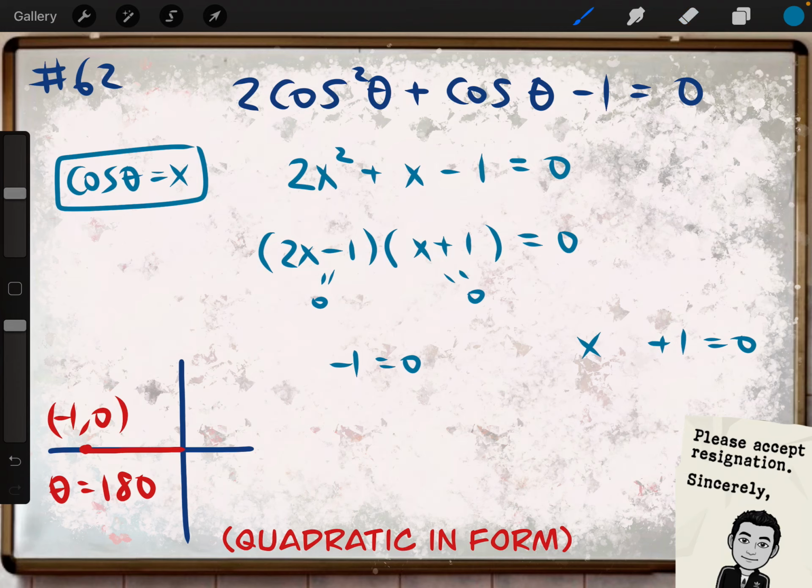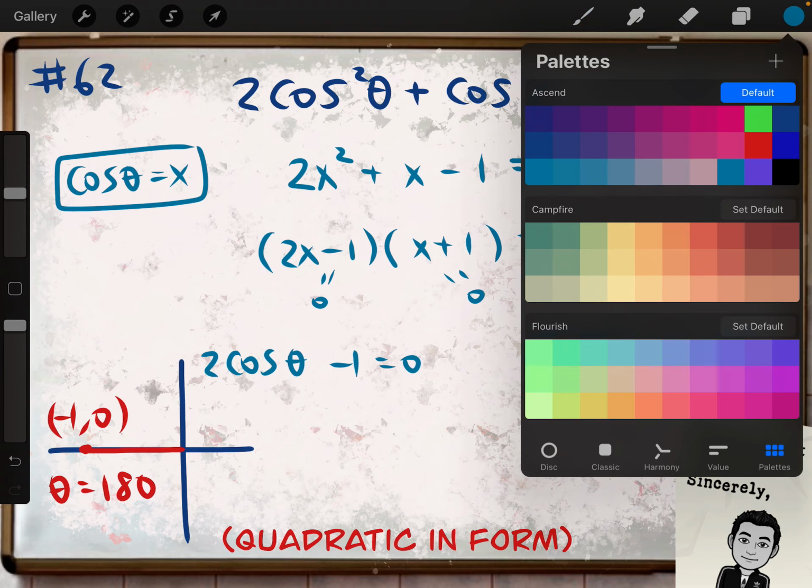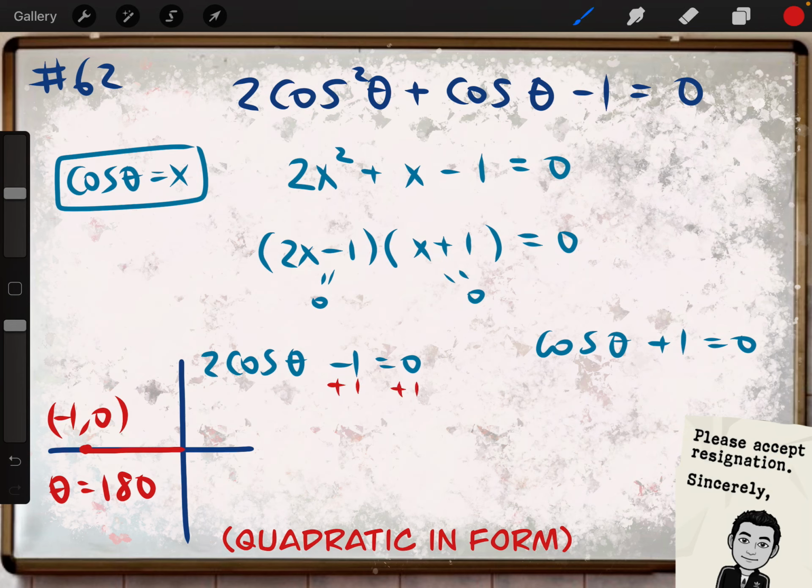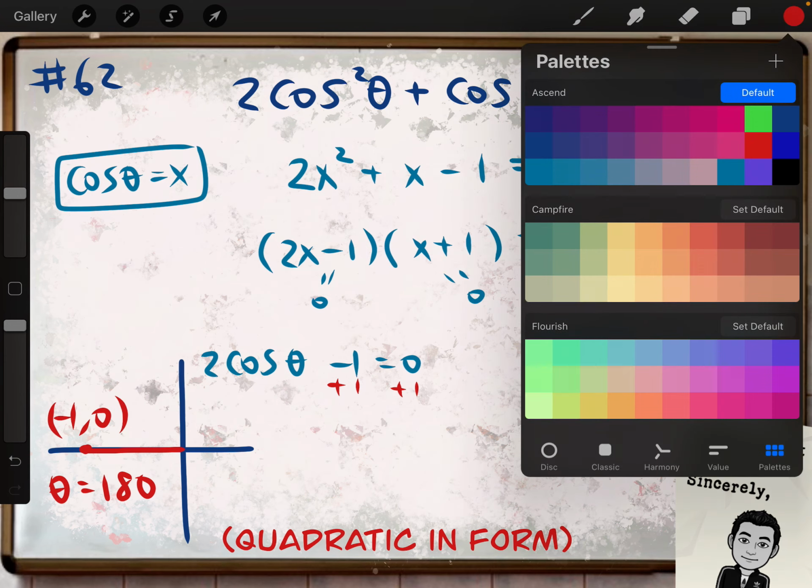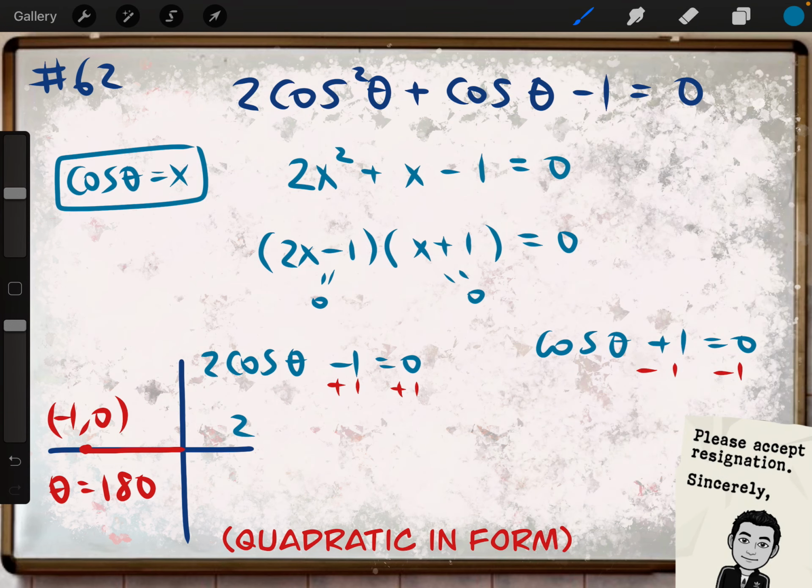So I'm going to put 2 cosine theta minus 1 equals 0, and for this one, cosine theta plus 1 equals 0. Now I'm just going to go ahead and solve it. You're going to add 1 on both sides, and subtract 1 on this side. So you're going to have 2 cosine theta equals 1, so cosine theta equals 1/2.